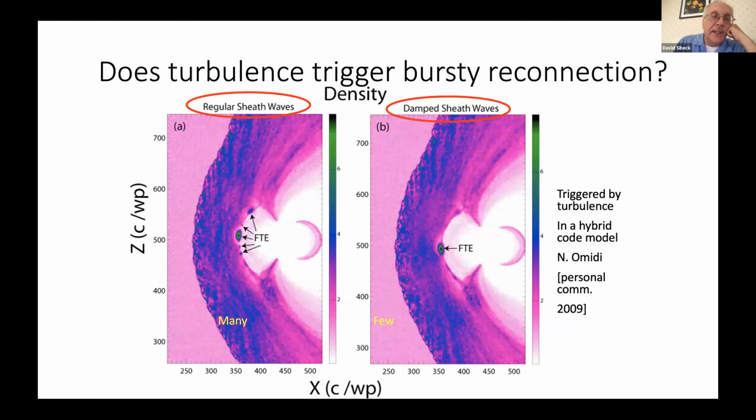One possibility is that turbulence in the magnetosheath triggers reconnection. Here is a global hybrid run by Nick Omidi, where he keeps all the turbulence and he sees lots of FTEs. Here's one where he takes an eraser and rubs out the turbulence, only one FTE at the same time in the simulation. So maybe lots of little individual turbulence and wiggles and waves were triggering bursty reconnection localized at the magnetopause, maybe.